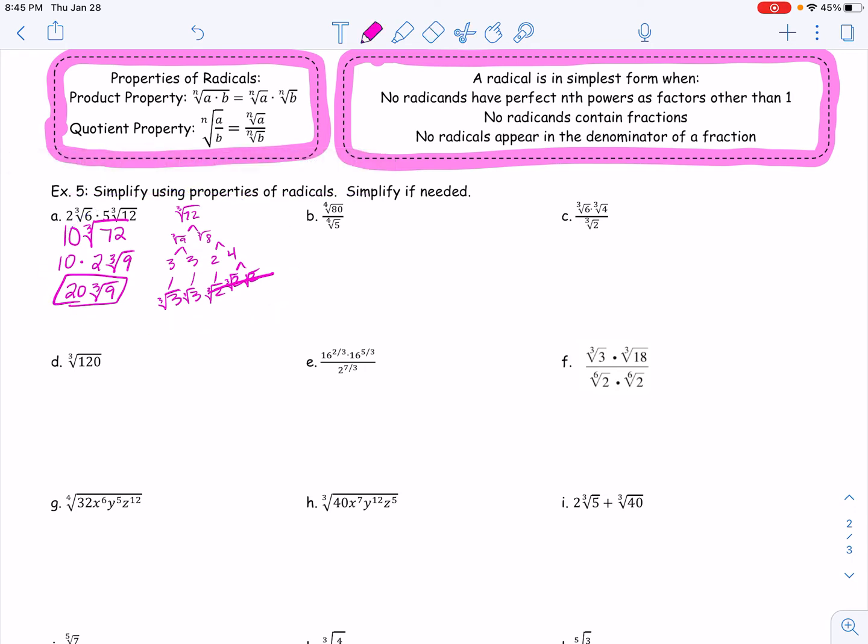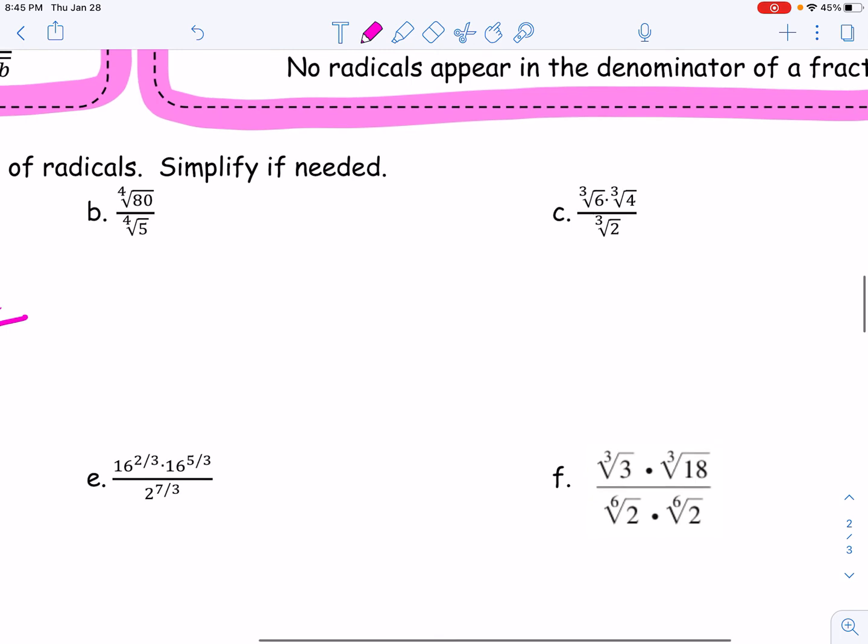Okay, let's try it again. 4th root of 80 divided by the 4th root of 5. You could simplify the 4th root of 80 all you want and then do some division, but how about we just divide 80 by 5 because they're both 4th roots. Make your life easy. Work smarter, not harder. The 4th root of 80 divided by the 4th root of 5 is the 4th root of 16.